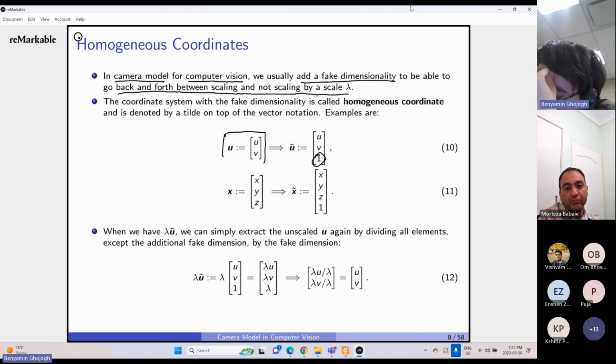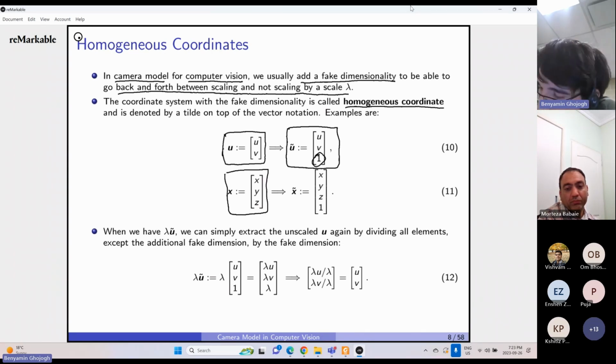This is called Cartesian coordinates. After adding the fake dimensionality, it is called homogeneous coordinates. Okay, this is the definition. Usually we denote homogeneous coordinates by a tilde above the vector. So for example, x can be 3D: x, y, z, and x tilde then becomes x, y, z, and 1, right? A fake dimensionality. You will see why this fake dimensionality is useful.